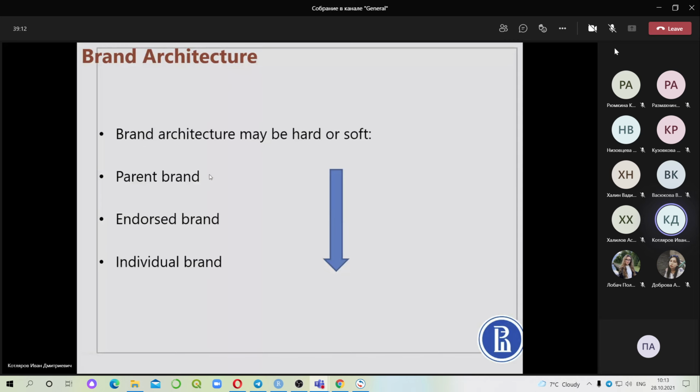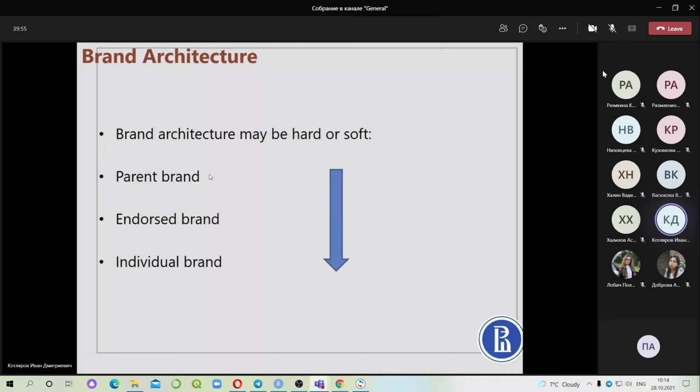There may be umbrella brands somewhere between parent and endorsed brands. Endorsed brands, what are they? They represent a combination of individual brand and corporate or umbrella brands. And at the lower level, we have individual brands for products which are not endorsed by the corporate brand. This architecture is very strict, very rigid, very hard, so to say. In case of soft architecture, this distinction is not always used. Some levels may be absent, and a company may follow a very flexible policy of brand hierarchy.